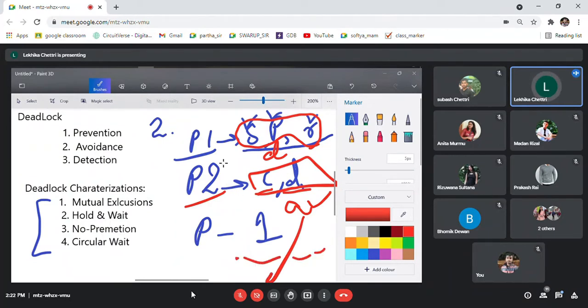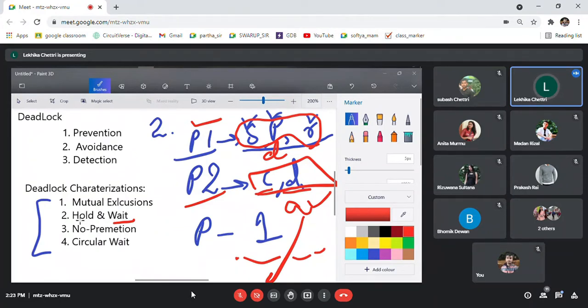Okay, so what is it doing? P1 is holding resources and it is waiting. P1 is holding resources S, P and R, and it is waiting for resource D to complete the task. Now process P2 is holding resources C and D, and it is waiting for A to complete the task.